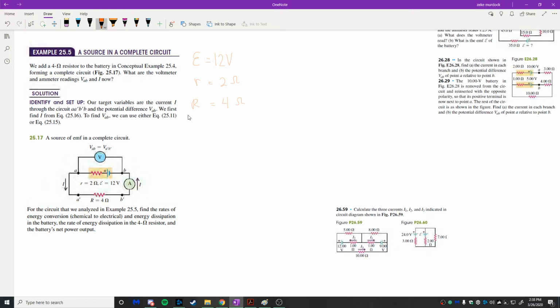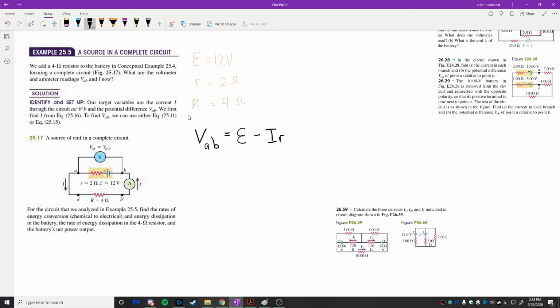So what we're going to do to solve this is we're going to say that this voltmeter that's connected right here reads the potential difference between point A and point B, okay? But between point A and point B, there is the battery, right? So, in the battery, between point A and B, we can say that our potential difference is going to be equal to kind of what we had before, E minus I times little r.